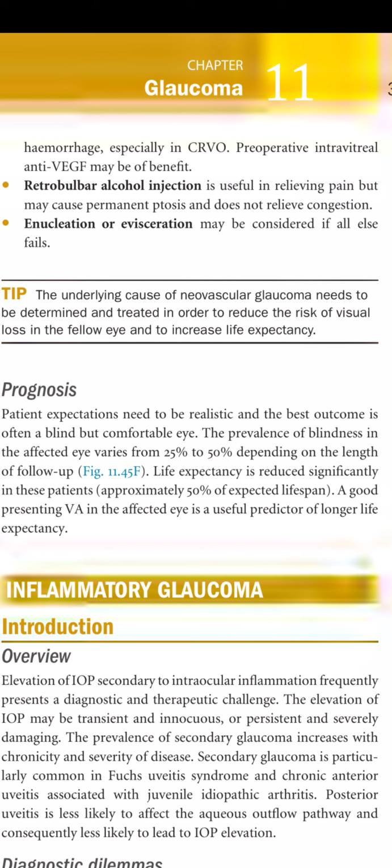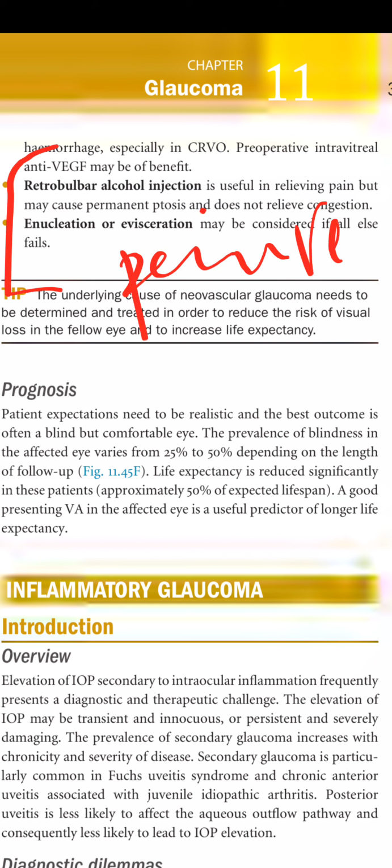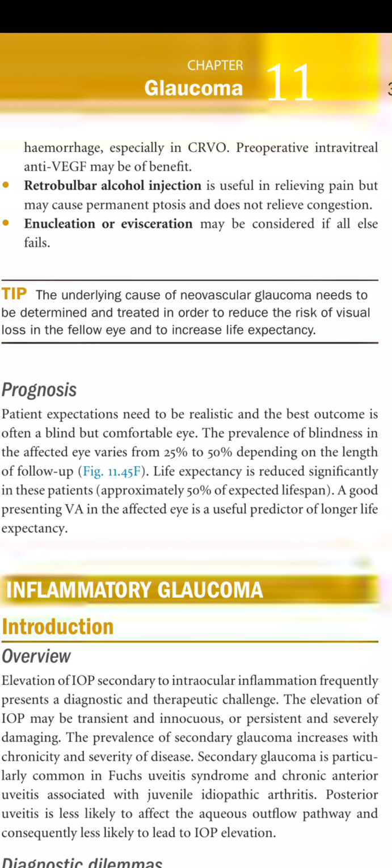Retrobulbar alcohol injection is useful in relieving pain but may cause permanent ptosis and does not relieve congestion. Enucleation or evisceration may be considered if all else fails. So basically, these are done when there is no visual potential, just to relieve the patient from the pain because of the glaucoma. The underlying cause of the neovascular glaucoma needs to be determined and treated in order to reduce the risk of visual loss in the fellow eye and to increase the life expectancy.